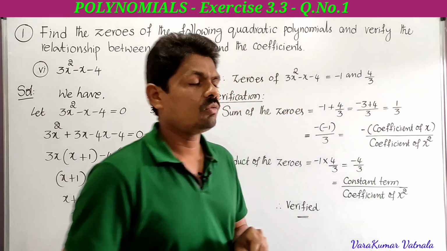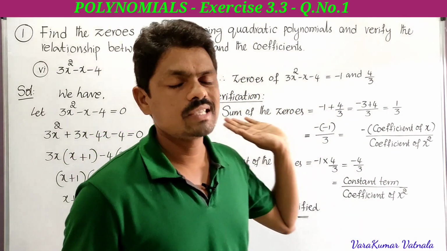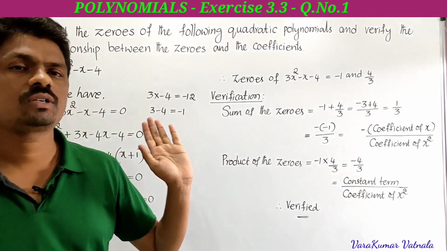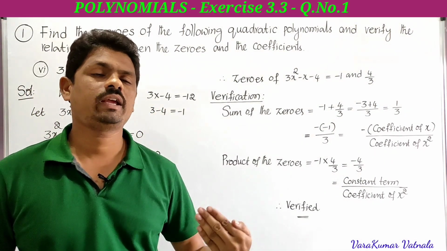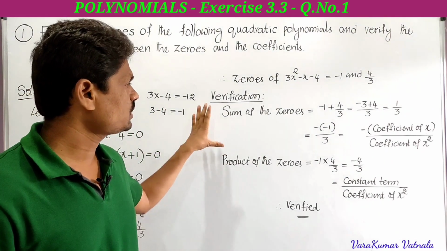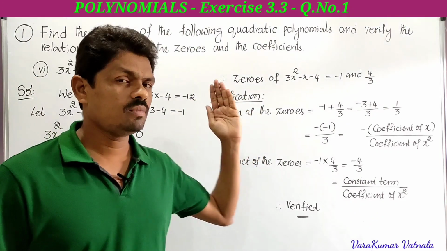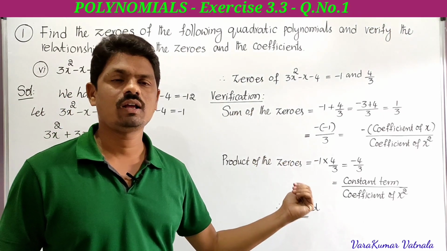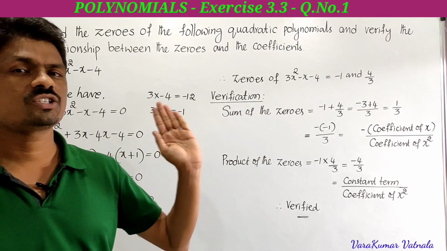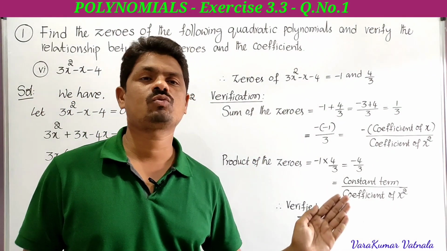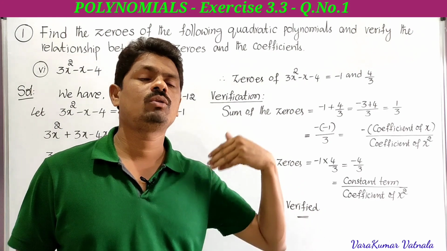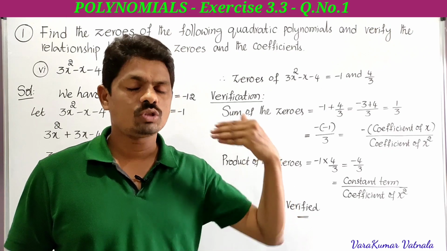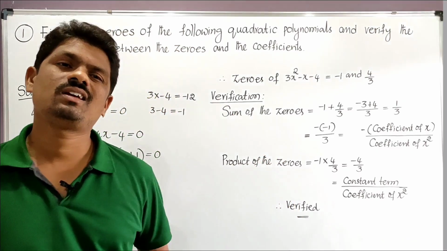So now this is the sixth bit in the first problem. So we have completed all the 6 problems. In the next class we will do the second problem. Just remember the formula. Sum of the zeros is equal to minus of coefficient of x divided by coefficient of x square. Product of the zeros is equal to constant term divided by coefficient of x square. These two formulas you have to remember, and you can do it very easily. So we have completed all the 6 bits in the first problem. So that's all for today's class. We will meet in the next class with another problem.